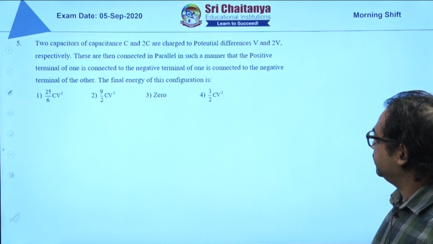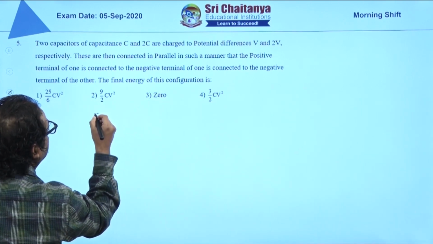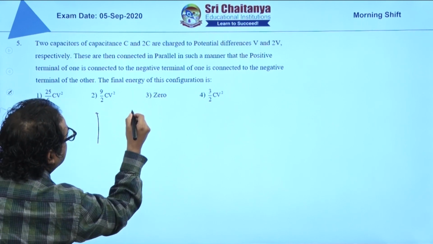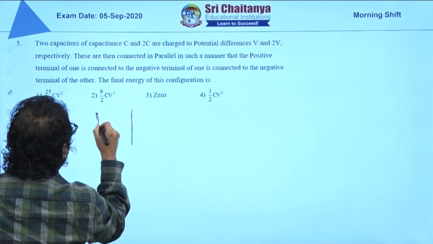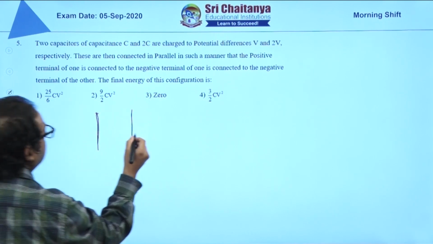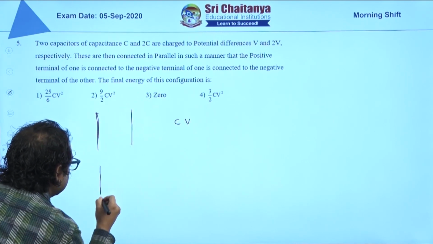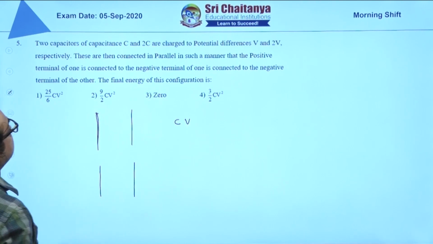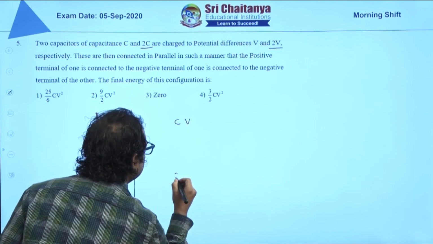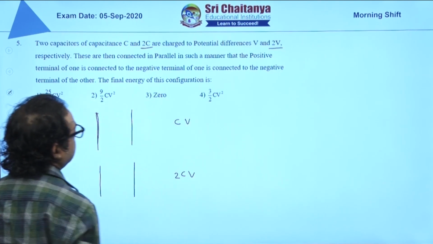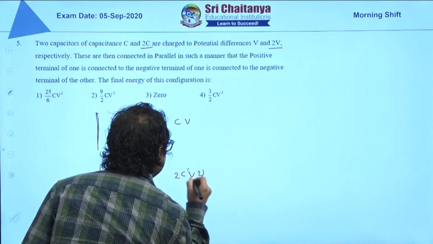Fine. So, it is like, let us say this is one capacitor. Here, what is the total charge? C into V, and there is one more capacitor. Here, what is the charge? This is your 2C into 2V. So, that is 2C into 2V. So, value is 4CV.